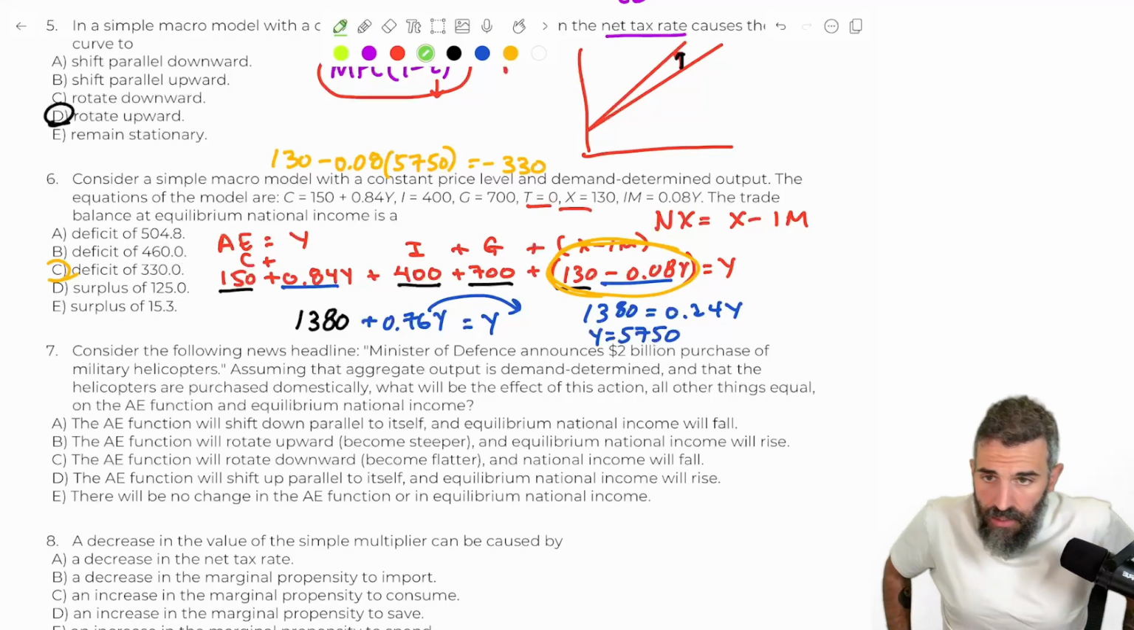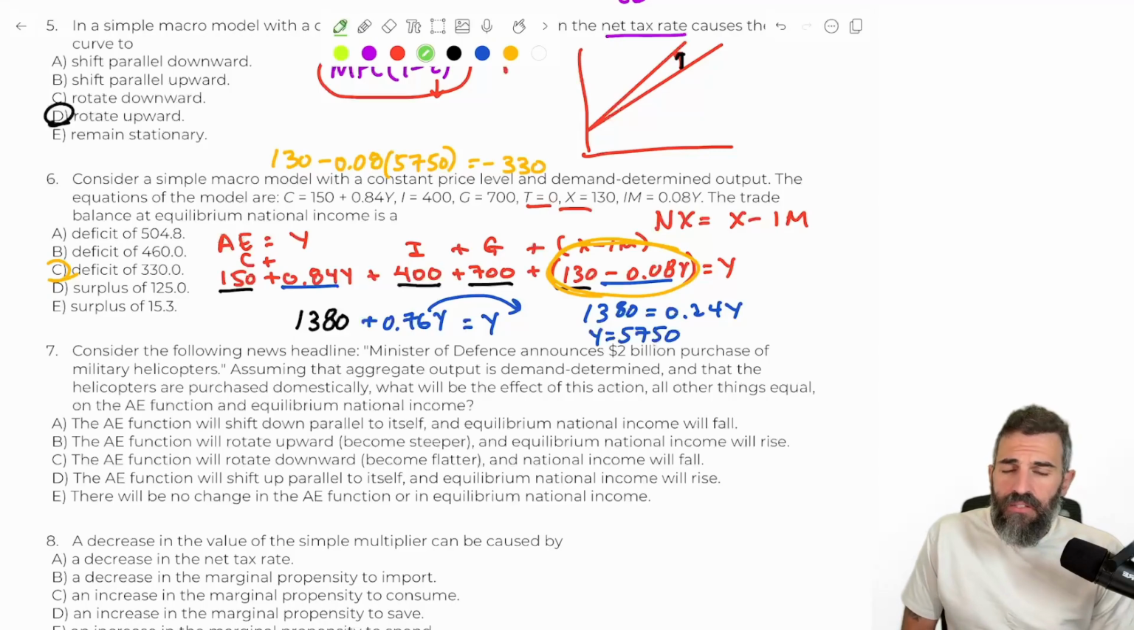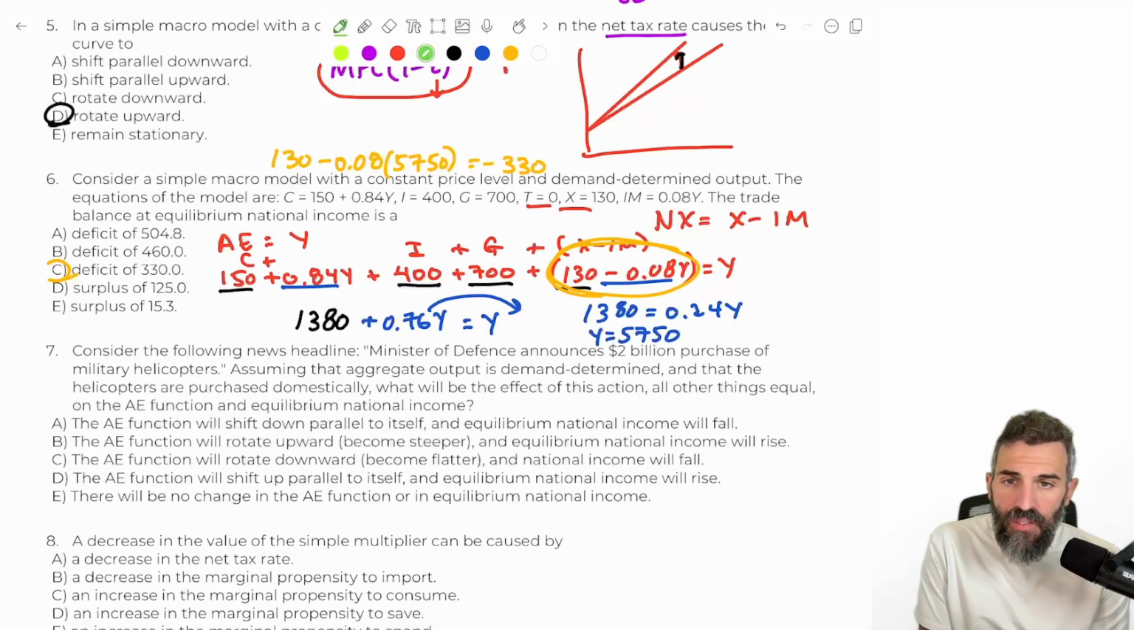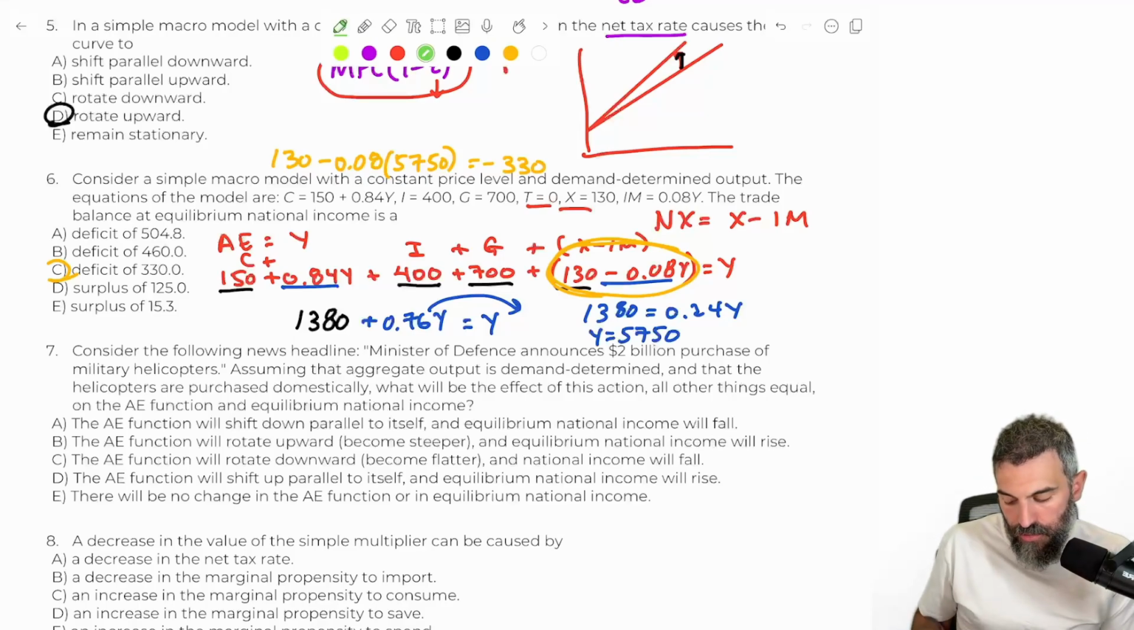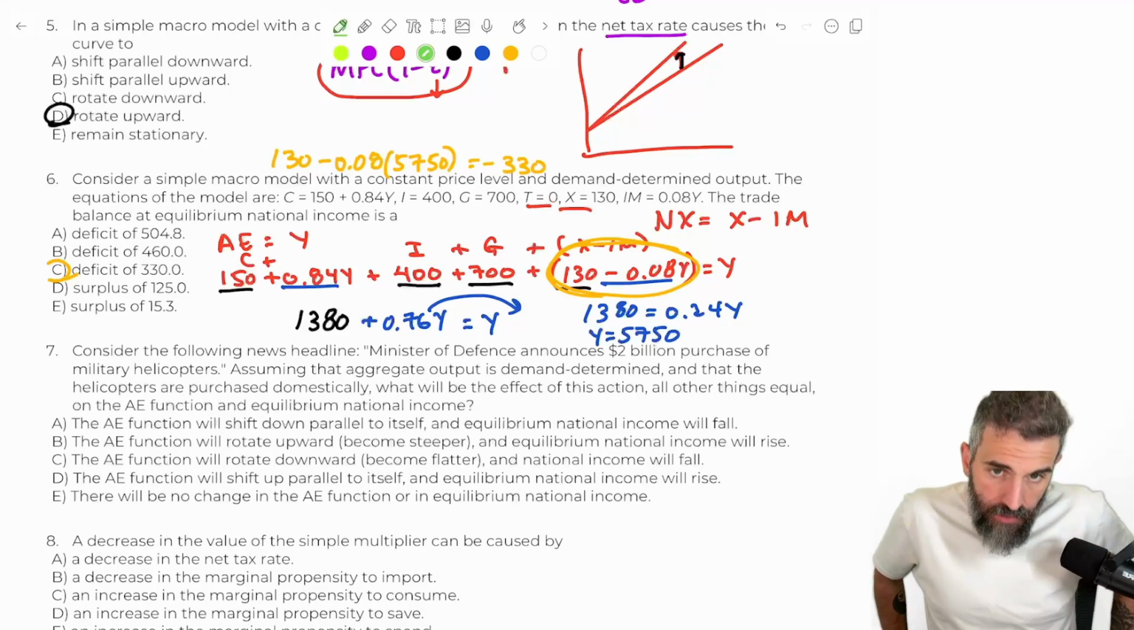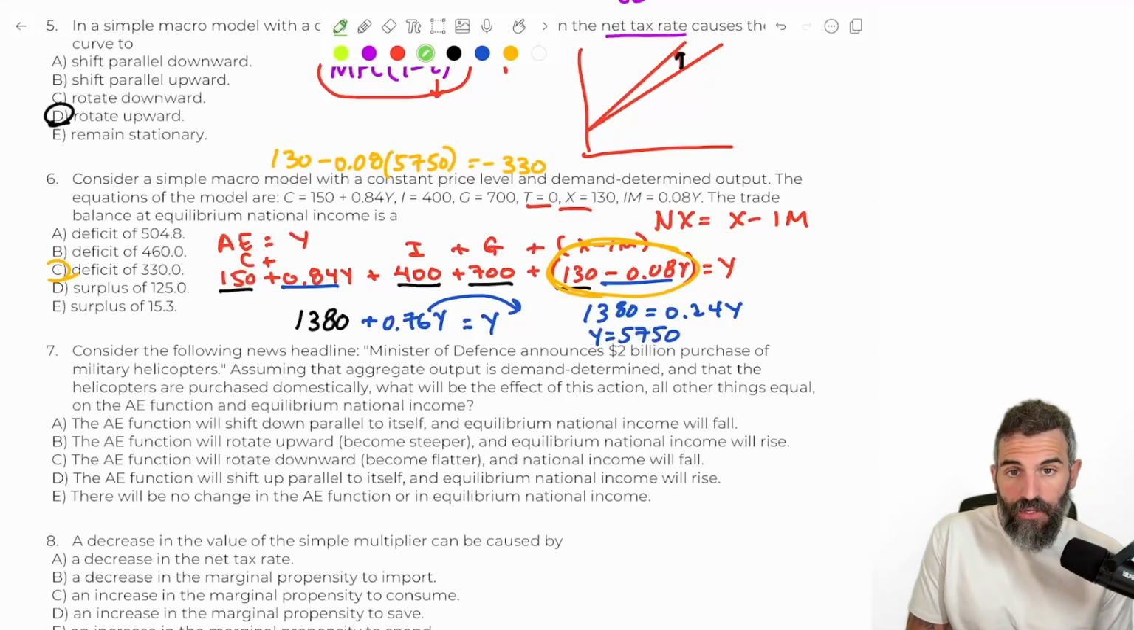Number 7. Consider the following news headlines. The Minister of Defense announces a $2 billion purchase of military helicopters. So this is an increase in government expenditure, which is an increase in autonomous expenditure. Just from that first line, where the government is spending more money.